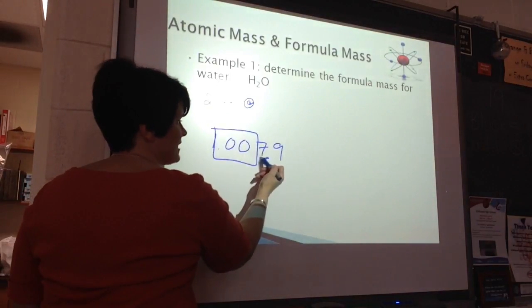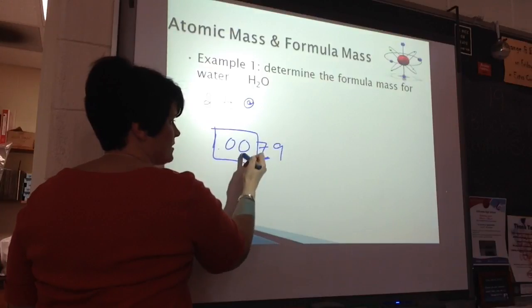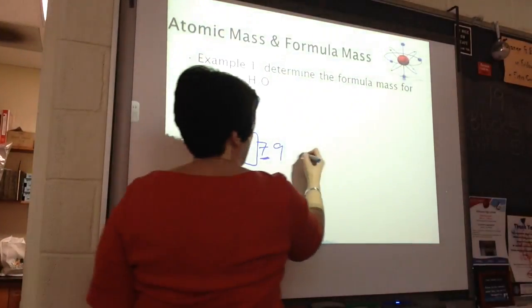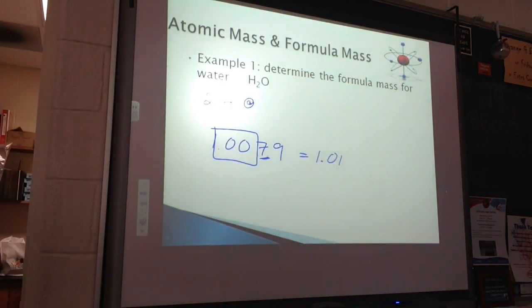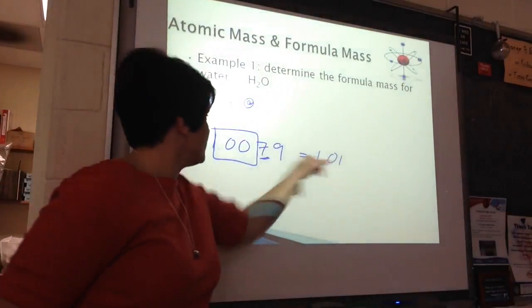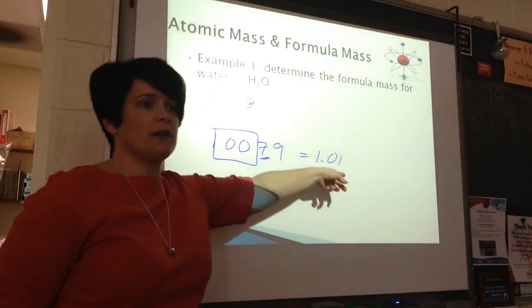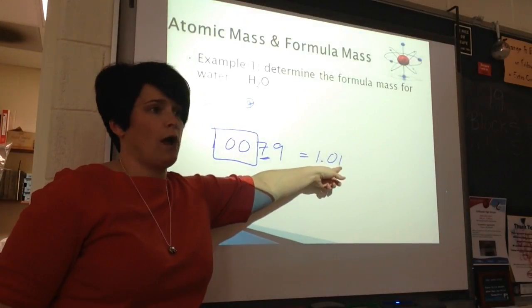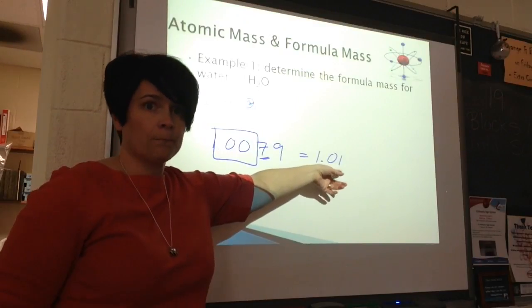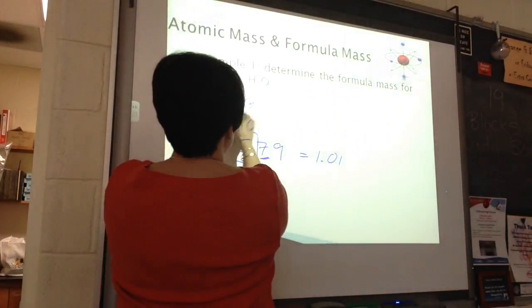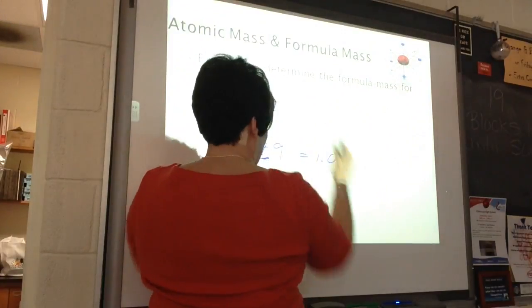Which means this 7 does what to this 0? Makes it a 1. So the mass that you will work with for hydrogen is 1.01. You follow? And you'll need to do this every single time you look at the periodic table. Take it down to 2. Correctly rounding. Because if you round this incorrectly, if you just put 1.00, you're going to be off by 0.01 times 2. And you're wrong. You follow? Okay? So we have 2 hydrogens at 1.01 apiece.